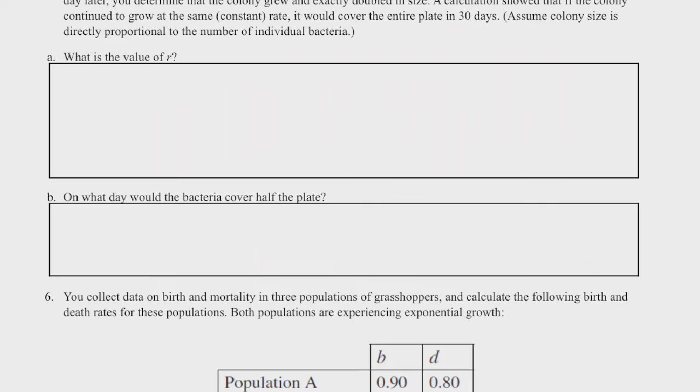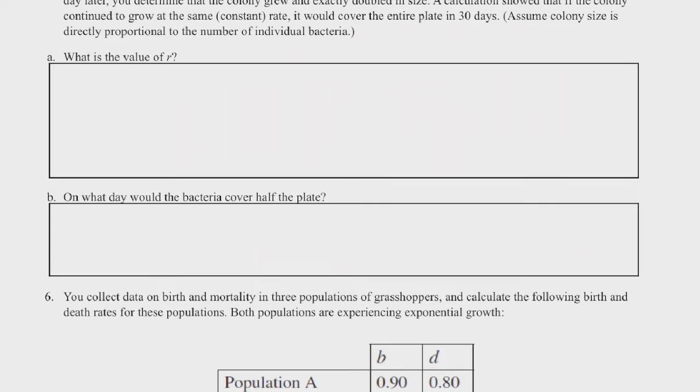Five. You are studying the growth of a particular strain of bacteria. You begin with a tiny colony on a petri plate. 1 day later, you determine that the colony grew and exactly doubled in size. A calculation showed that if the colony continued to grow at the same constant rate, it would cover the entire plate in 30 days. Assume colony size is directly proportional to the number of individual bacteria. What is the value of R?